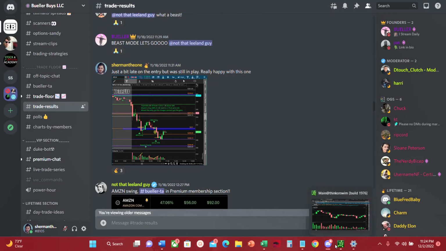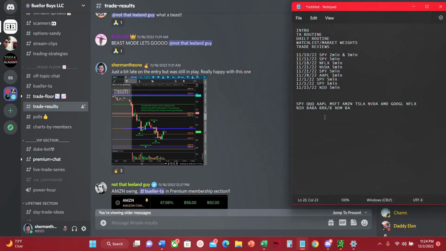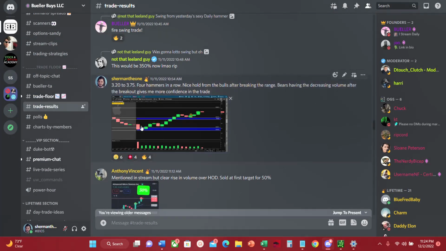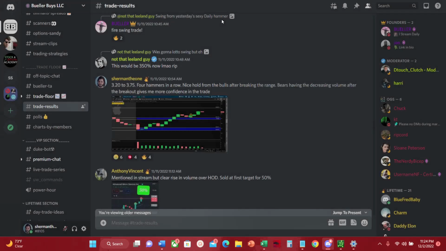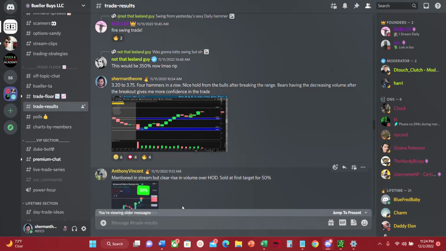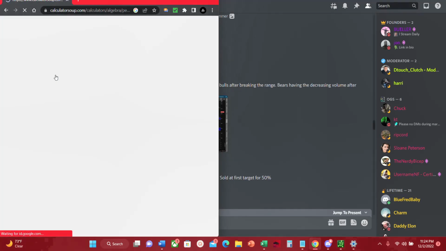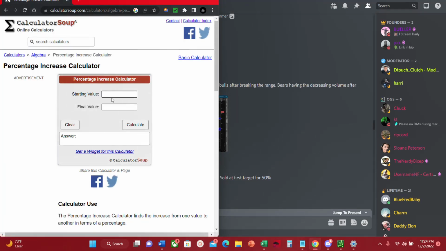That was that trade. Which one was Apple? I don't have Apple on here, but I'll show you it anyway, I think. This was a really good one. Went from 320 to 375. I think that's about 15% or so. Here, I'll get the calculator up. Sorry for blinding everybody.